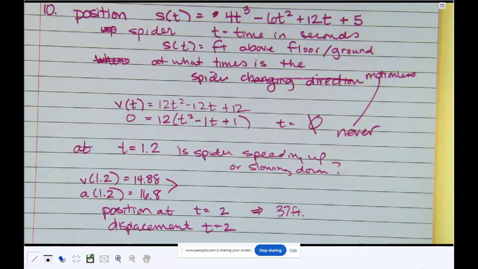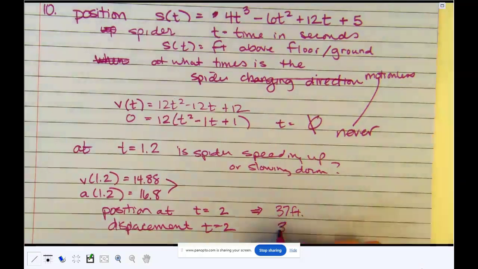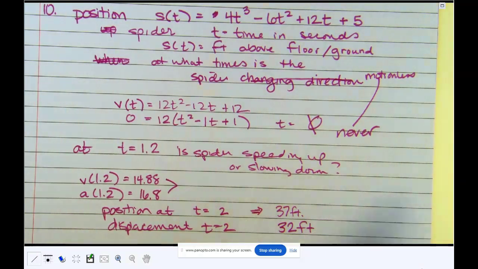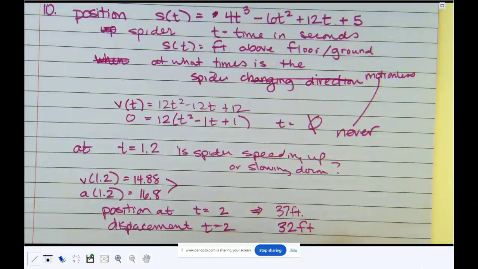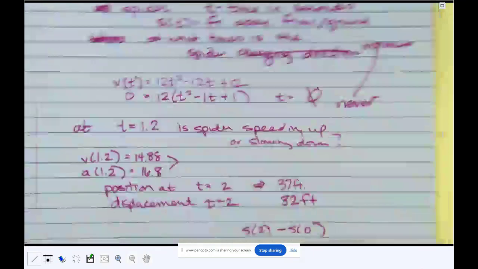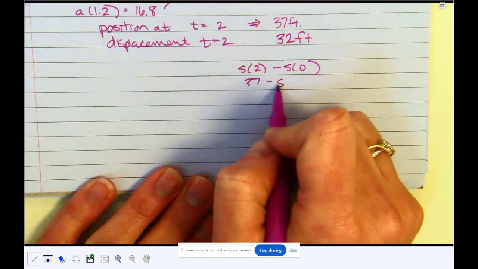For the displacement, we need S of 0 and S of 2. Displacement is how far you are from your starting point, so you have to figure out your starting point. So you have to do S of 2, which you found to be 37, minus where you started, which is 5. So this is 37 minus 5.